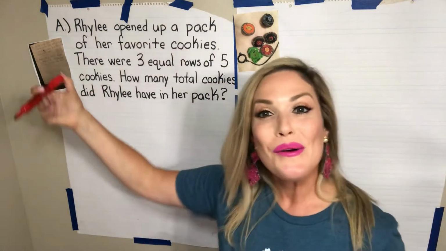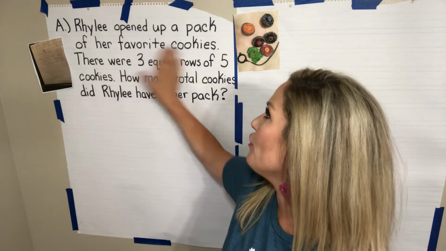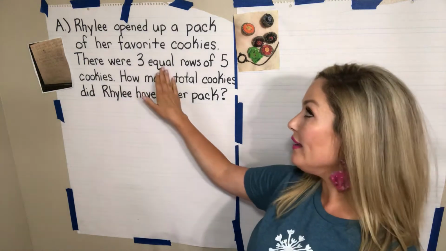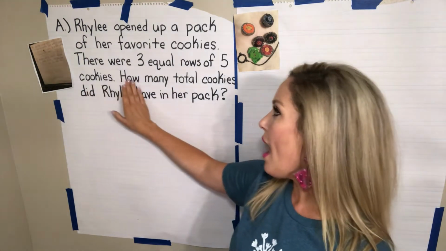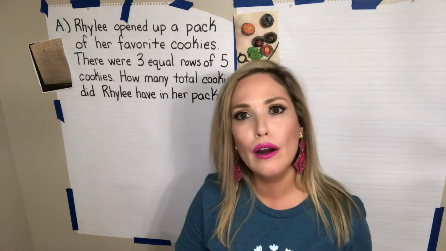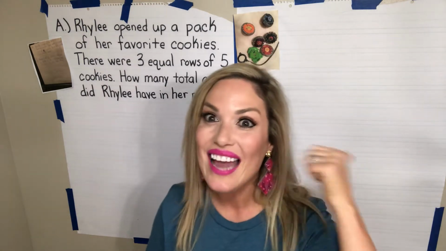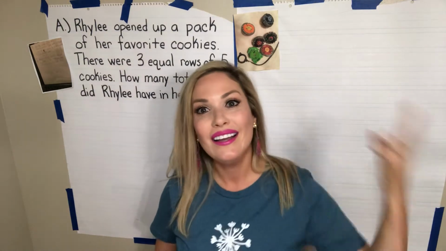All right, so Rhylee opened up a pack of her favorite cookies. There were 3 equal rows of 5 cookies. How many total cookies did Rhylee have in her pack? Sounds like some of those words we used in that Easter math curse story, right? We read it once, read it twice.